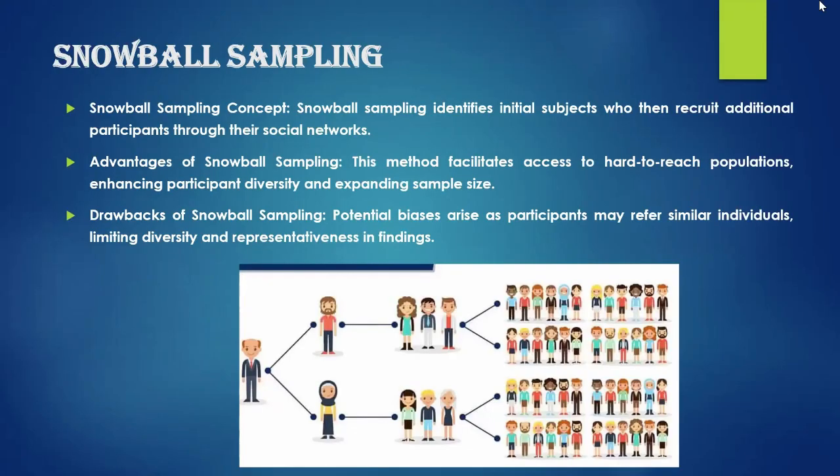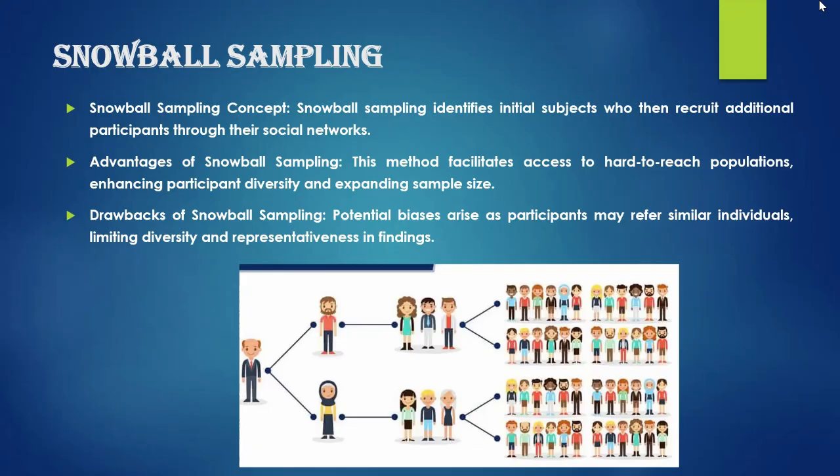The next one is snowball sampling. In snowball sampling, existing participants recruit future participants from their acquaintances. Snowball sampling identifies initial subjects who then recruit additional participants through their social networks. This method facilitates access to hard-to-reach populations, enhancing participant diversity and expanding sample size.